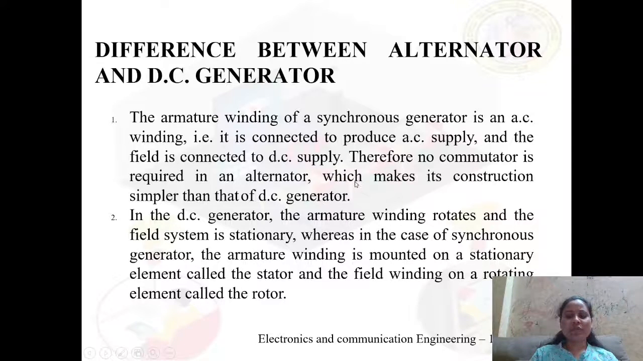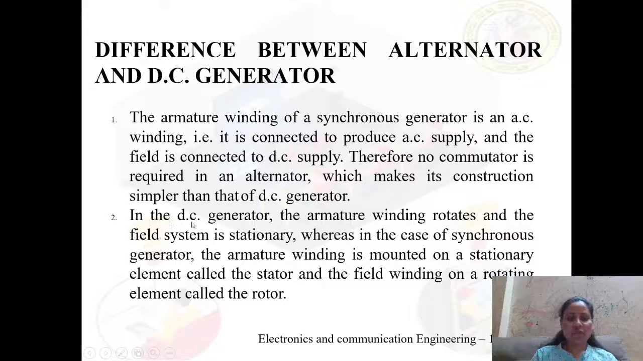Therefore, we don't need the commutator in the case of an alternator, which makes the construction simpler than the DC generator. So, I repeat, the first difference between the alternator and the DC generator is that the armature winding of the synchronous generator is an AC winding. Hence, we don't need the commutator in an alternator, and the construction is simpler compared to the DC generator.